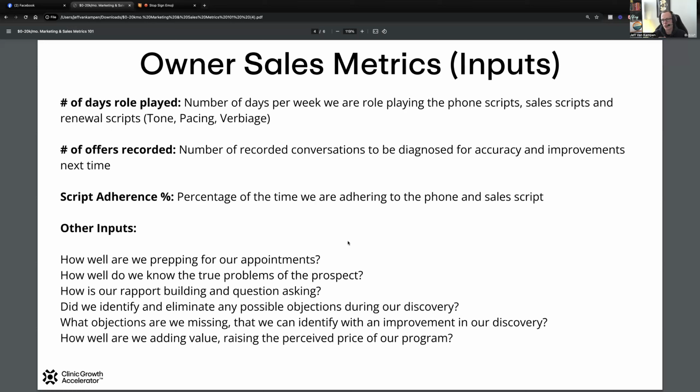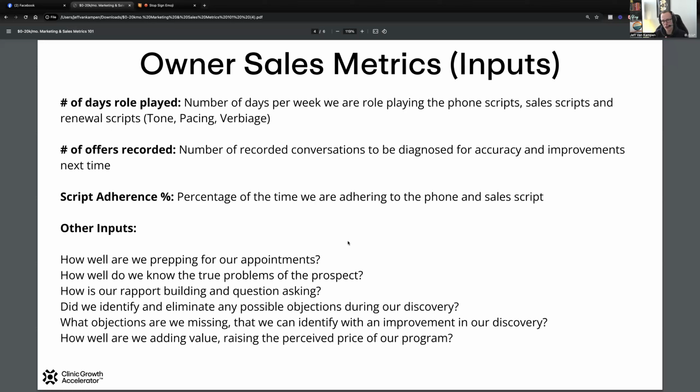The next is number of offers recorded, which means that if you do a report of findings, let's say in a given week you do 10 reports of findings, 10 ROFs, ideally you want to record all of those presentations, not necessarily in a video, but just having like a mic underneath your shirt. That way you can record the conversation to be diagnosed for accuracy and improvements as you go into the next report of findings in the future, which leads to then script adherence.